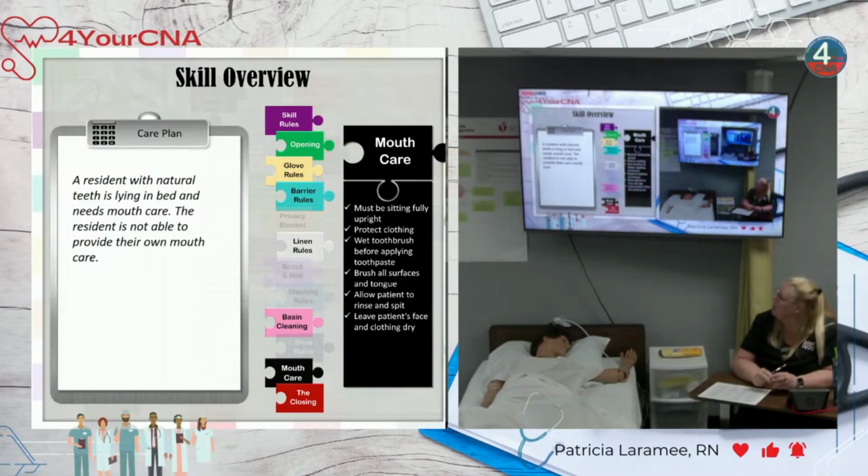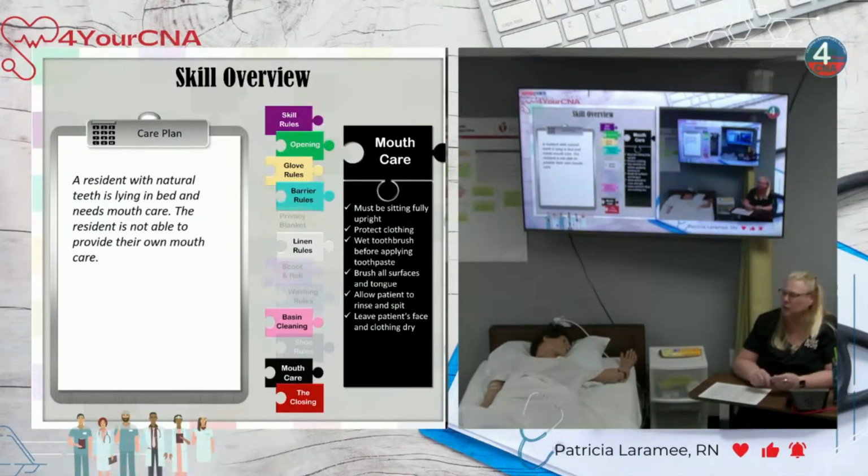It tells us a resident with natural teeth is lying in bed and needs mouth care. The resident is not able to provide their own mouth care. Guys, if you can brush your own teeth, you will. It would be very awkward for some stranger to come in and brush your teeth if you're perfectly capable of doing it yourself. That's just weird. And patients aren't going to want that either. So we're going to follow our care plan. If the care plan tells us to brush somebody's teeth, it means they can't do it.